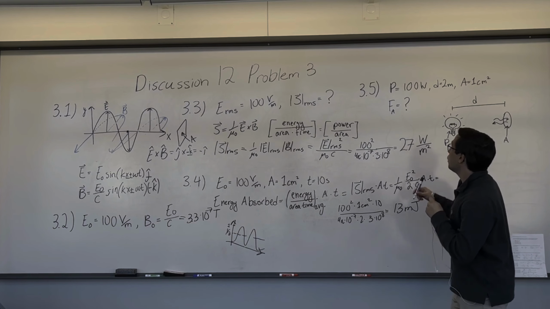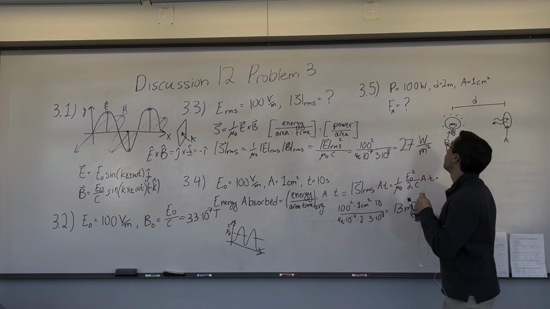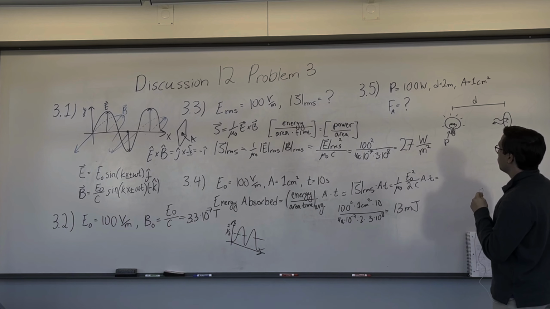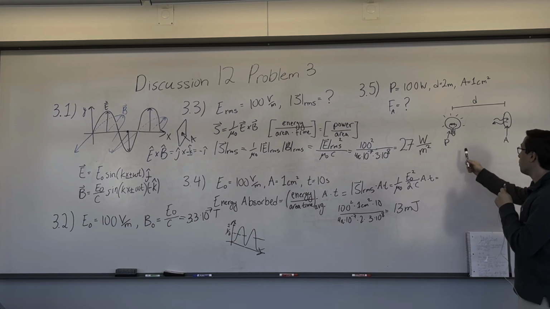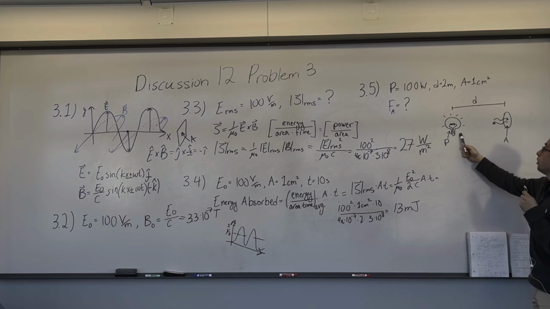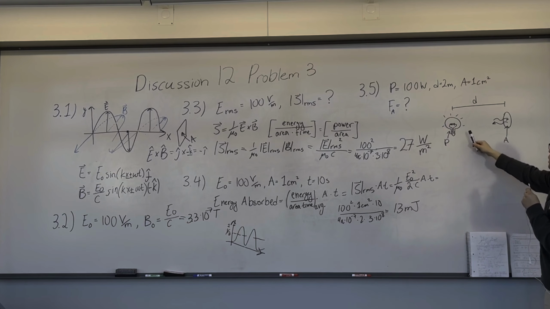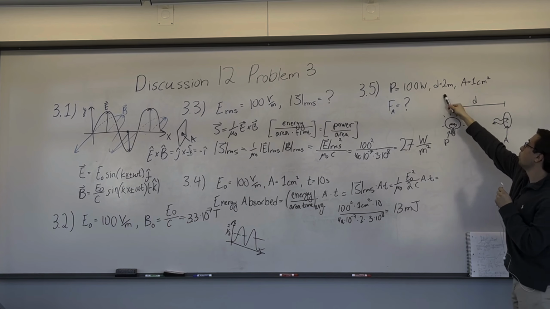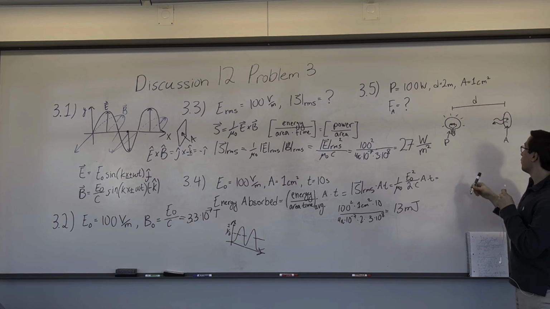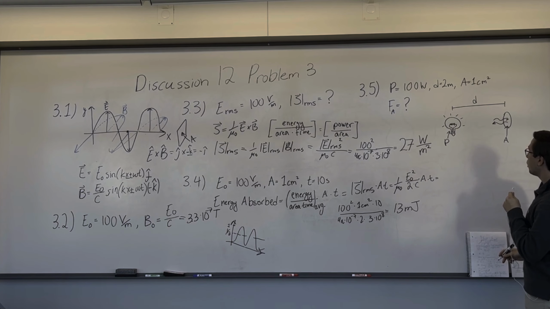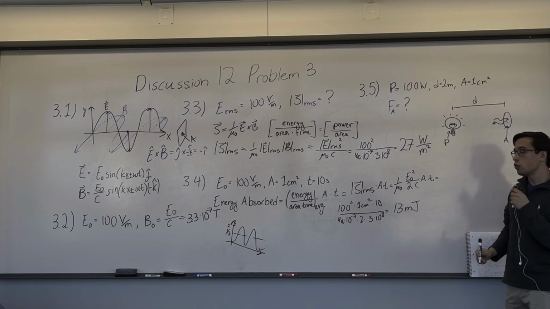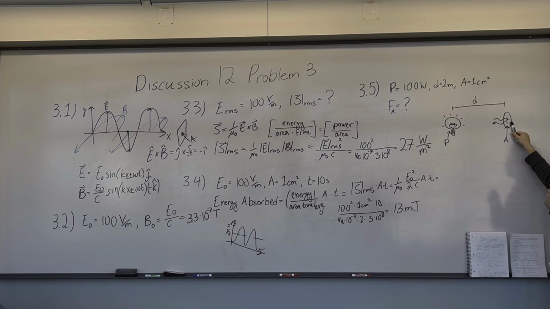Finally, let's look at problem 3.5. So in this problem, what we have is essentially a light bulb with some power. In this case, it's 100 watts. And we have a surface some distance d away with some area A. And we're given both of those values. And what we're looking for is the force that this surface feels.